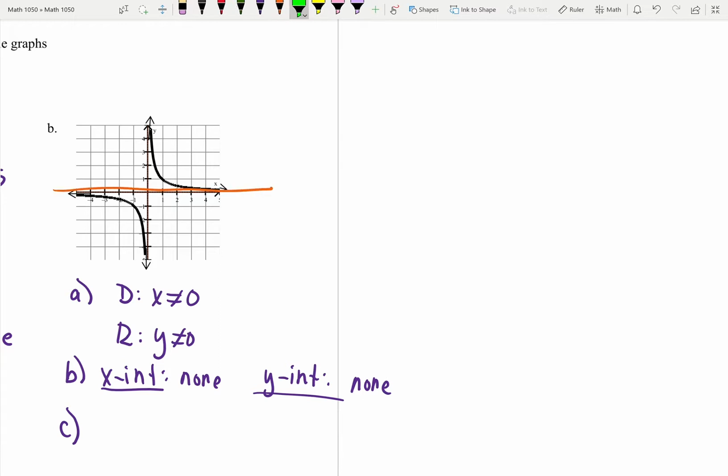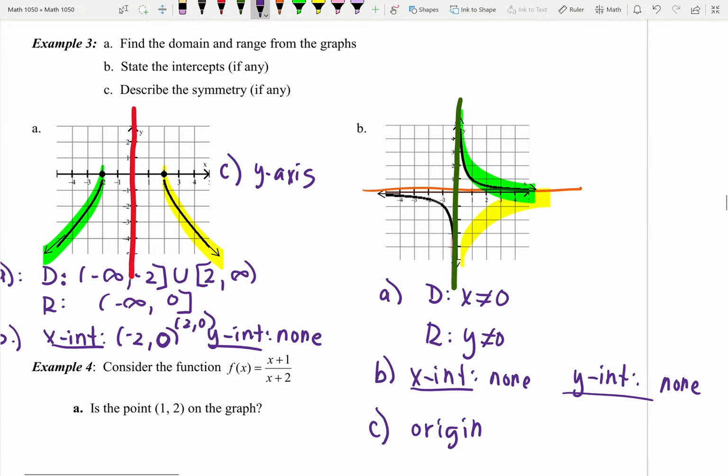Here's your x-axis. Fold it. Goes right there. So it's not x, it's not y. So it's either origin or it's neither. Which one is it? It's origin, because now if I take that yellow and I fold it right here across the green, it's going to be on the other half. So my answer is origin. Okay? All right, this is easy.